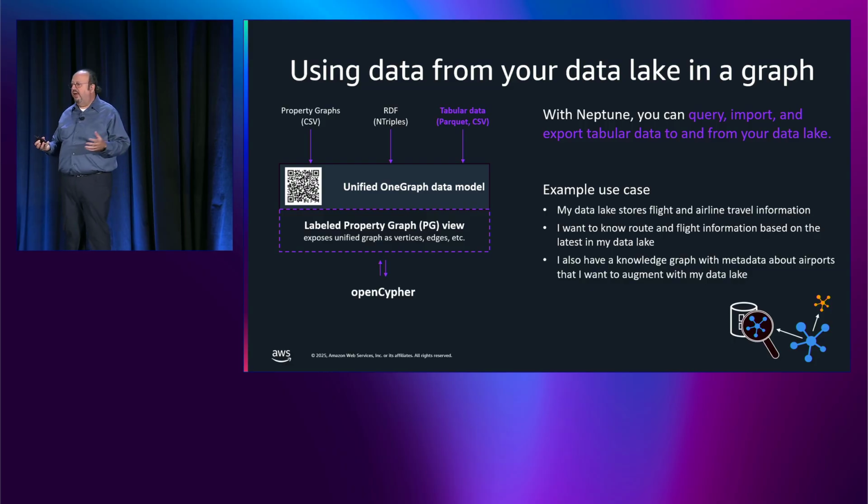Let's say that I have an airline data set. I have the metadata information about airports and their connections, but I don't have the most recent airline flight information. Let's say that that sits on my data lake. We can actually read that and process that. We can read that and federate with our data sets.